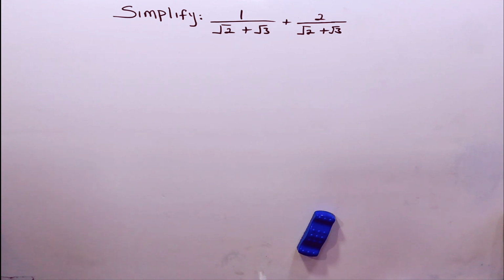Let's treat this surd as a fraction. And if we have two fractions adding each other, we simply look for the LCM of the denominator. And from the question here, our denominators are the same. Root 2 plus root 3, root 2 plus root 3. So all we simply do is pick one of the denominators as our LCM.